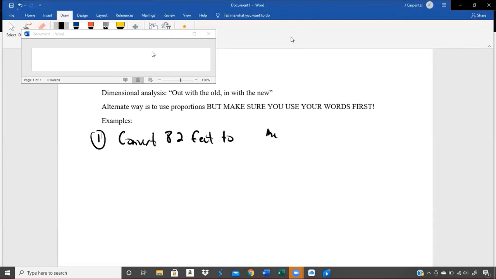Oops. I could have typed that part out. In fact, I will. Why not? Example one, convert 82 feet to meters. In fact, 3.281 feet is equal to 1 meter. So I'm giving you the conversion factor right inside of the example. Let's take away the parentheses part.